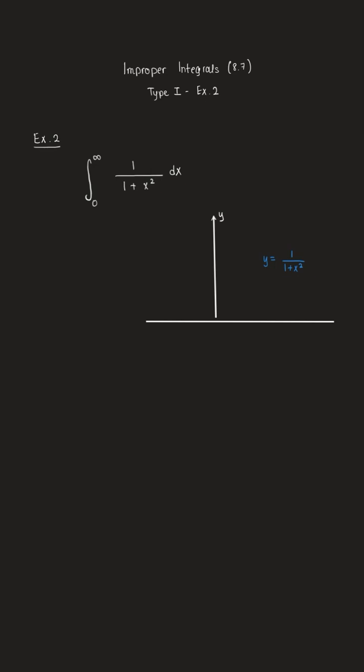Okay, in this example, we're interested in finding whether the integral from 0 to infinity of 1 over 1 plus x squared dx converges or diverges. So this is another type 1 improper integral because we have an infinite domain. And I sketched the graph of this function, so we're interested in the integral from 0 to positive infinity. So we want to know, can we give a numerical value to the area between the function and the x-axis? In other words, does this integral converge to a finite number or does it diverge?